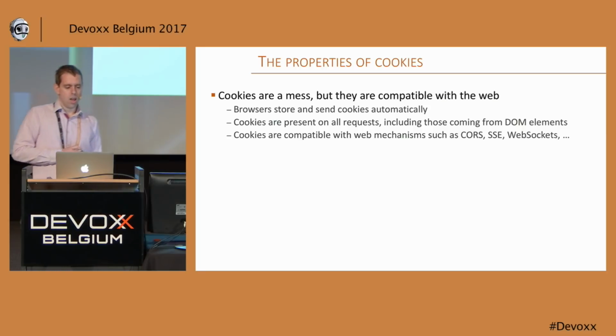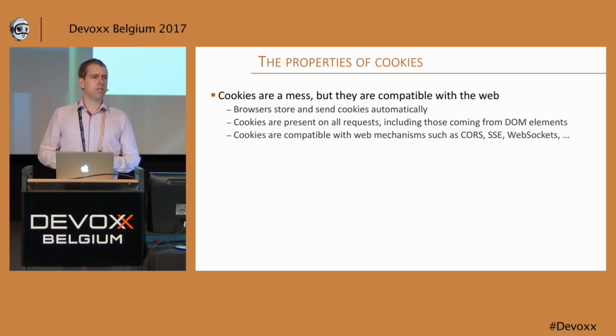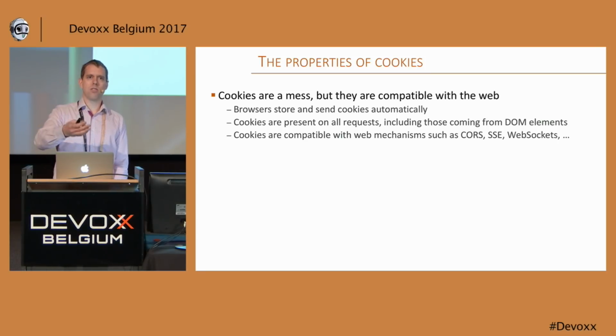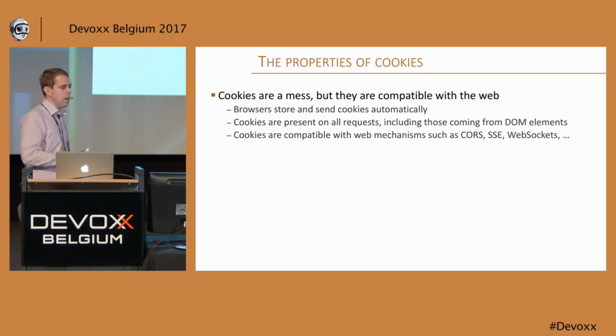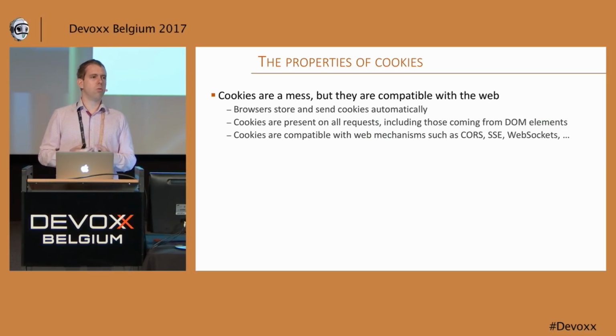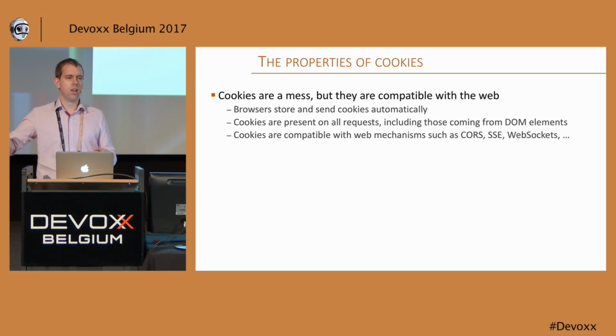So first, cookies. Cookies have been around for a while, and they're an absolute mess. This is well known, but they are very compatible with the web. If your application is running in a browser, then cookies will be handled automatically by the browser. You don't have to do a thing for that, which is awesome. Cookies will be present on all requests, including requests generated by the DOM. So if you have an image tag fetching an image, and there's a cookie for that domain, the cookie will be present on the call to fetch that image. Same for JavaScript, CSS files, things like that.